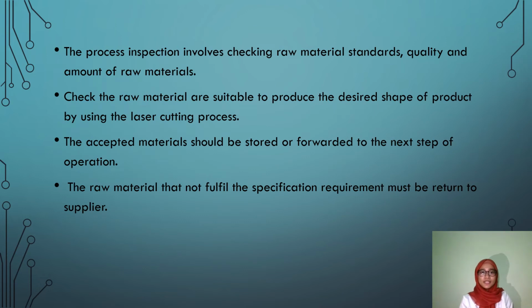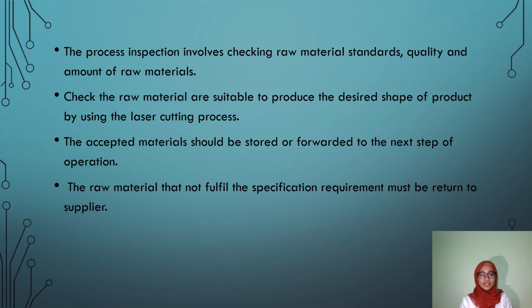Then the incoming inspection started when the ordered raw material arrived. The raw material used in the project is galvanized iron plate. Then check that the raw material arrived and fulfilled the required specification. The inspection involves checking the raw material standard, quality of raw materials and amount of raw materials.